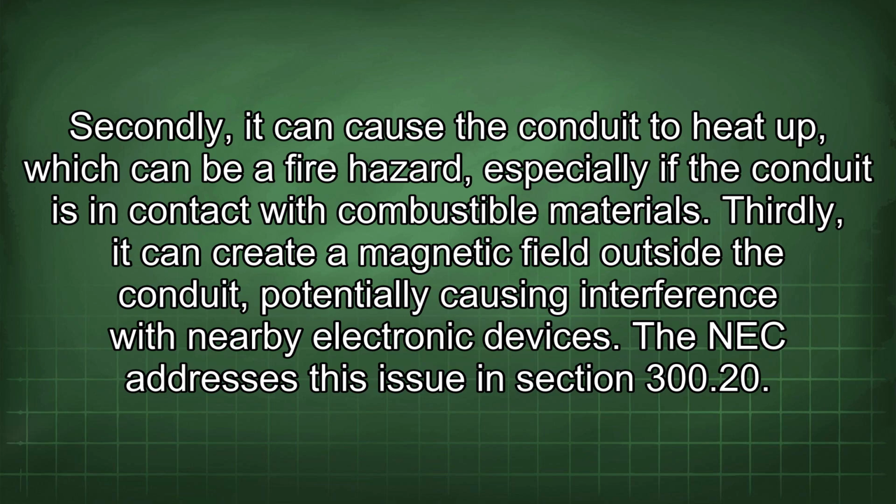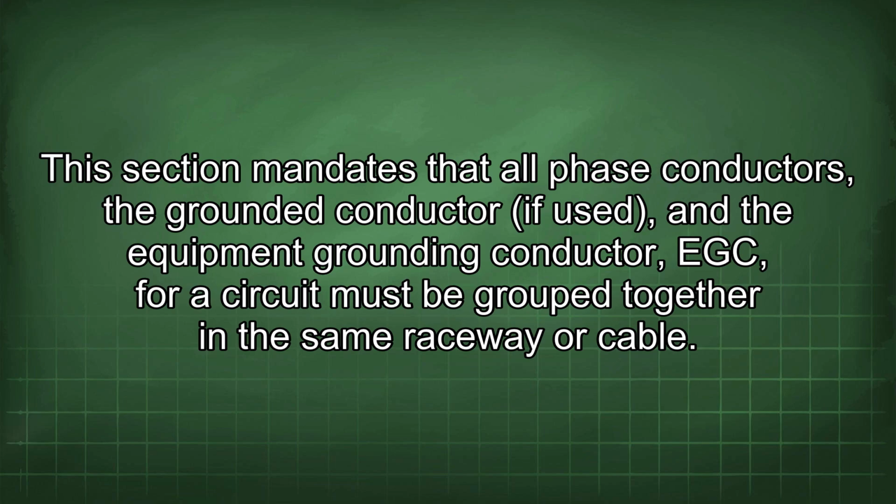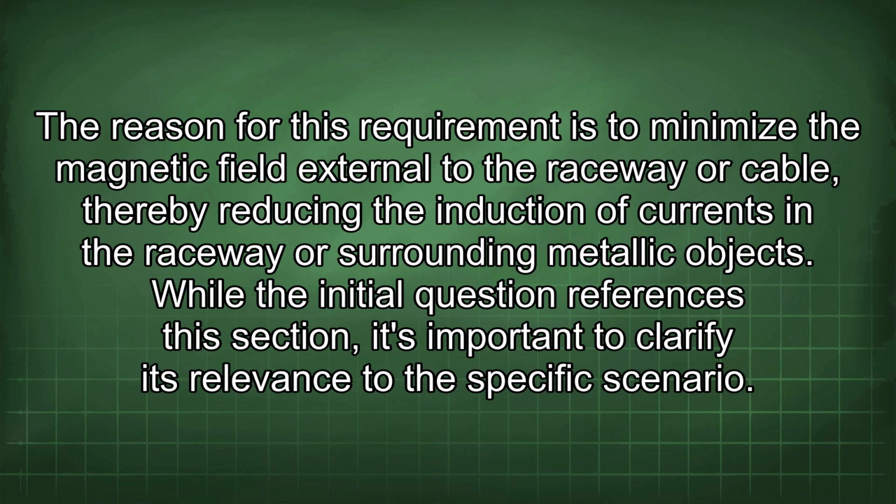The NEC addresses this issue in section 300.20. This section mandates that all phase conductors, the grounded conductor if used, and the equipment grounding conductor, EGC, for a circuit must be grouped together in the same raceway or cable. The reason for this requirement is to minimize the magnetic field external to the raceway or cable, thereby reducing the induction of currents in the raceway or surrounding metallic objects.